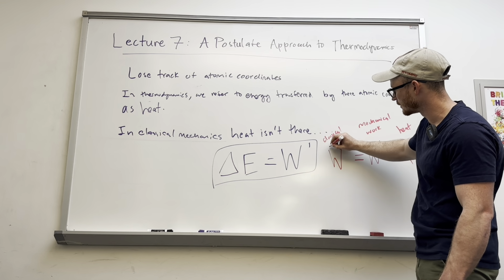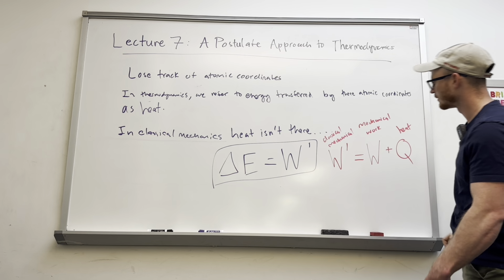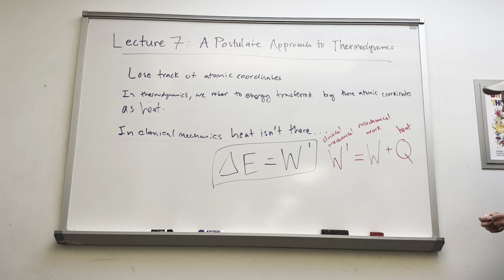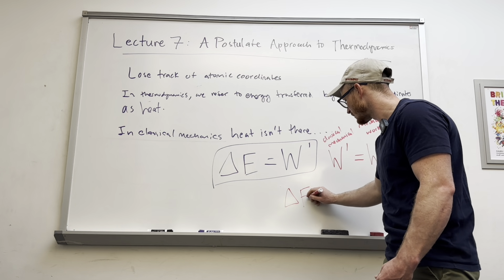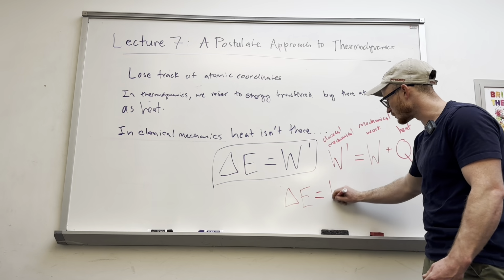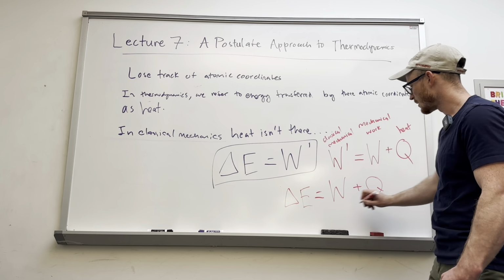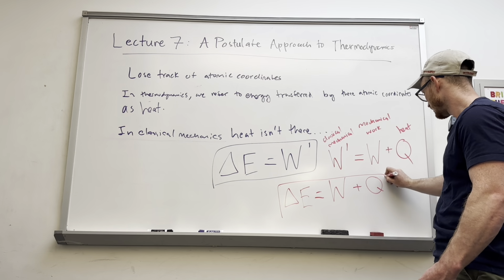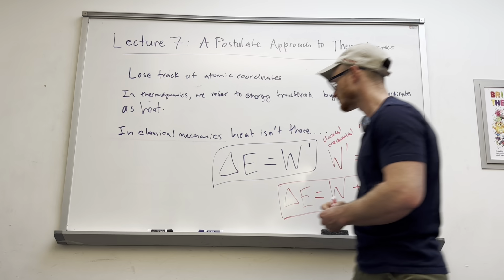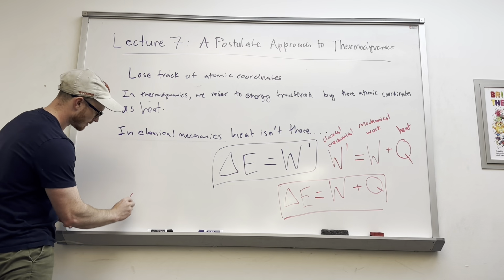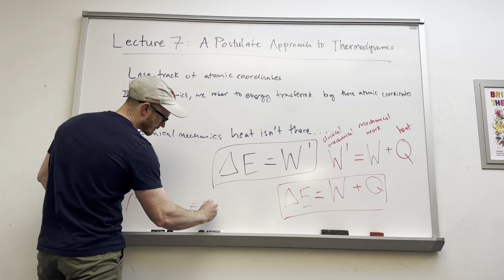And of course, this is the classical mechanical work, if you could keep track of everything going on. So our new expression for the change in energy in these thermodynamic systems is going to be equal to W, the mechanical work, plus the heat. This expression is called the first law of thermodynamics. So this is the first law of thermodynamics.